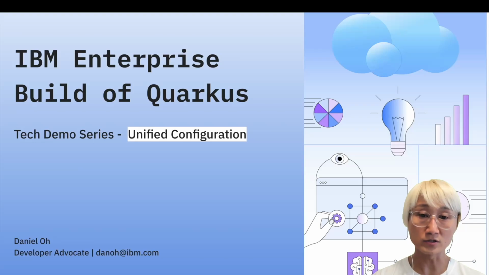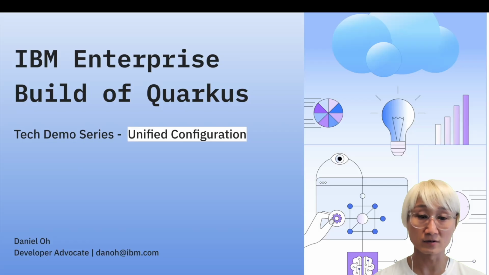Hi everyone, today is all about simplifying the way you manage your Java application. We're diving into unified configuration within the IBM Enterprise Build of Quarkus. I'm going to show you how Quarkus eliminates the need for complex setup by centralizing everything in the application properties or YAML file, giving you full control over your extensions and your code with zero friction.